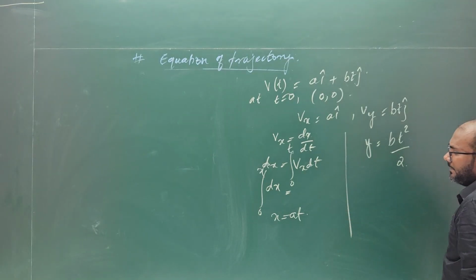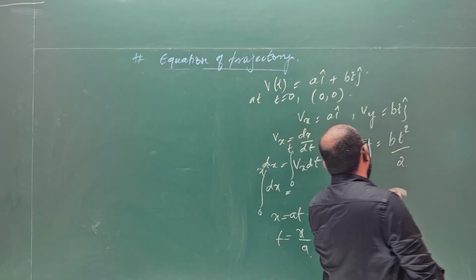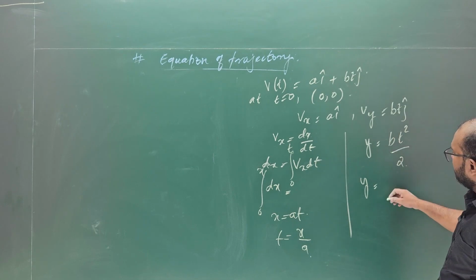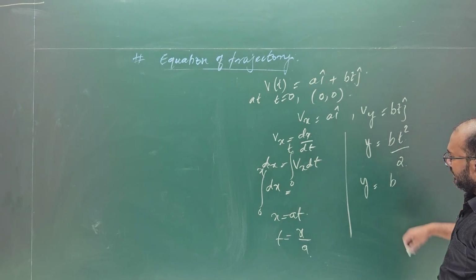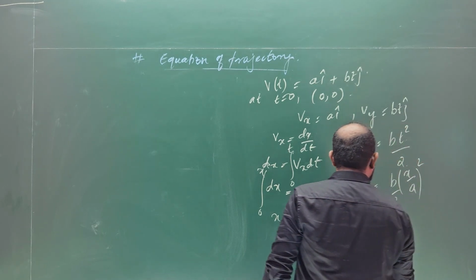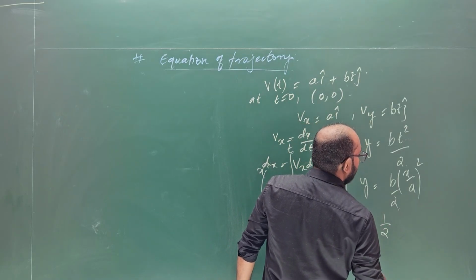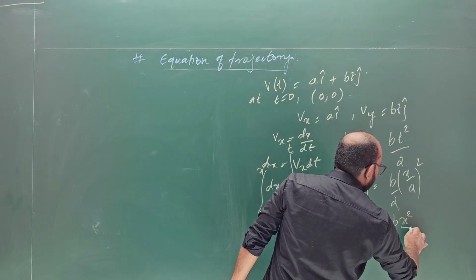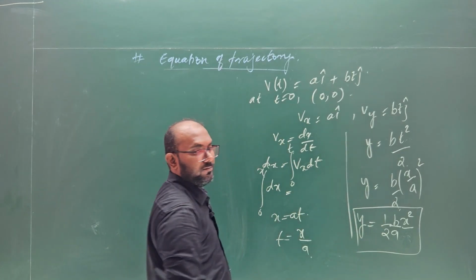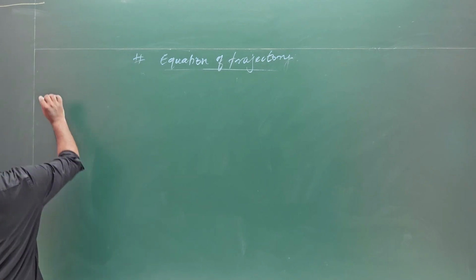t value is what? x upon a, na? So t here is x upon a. Substituting the value over here, then y is equal to b, x square upon a whole square, upon 2, or this can be written as y is equal to half of b x square upon a square. Write it like this. Again, equation of parabola, na? Okay, right on. Okay, shall I do example number 3?